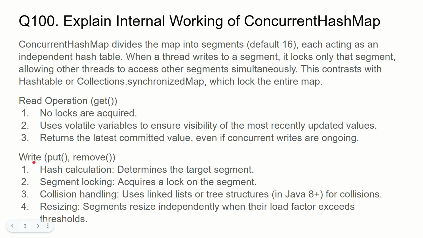For write, we are using put method or remove method. First thing is hash calculation. It determines the target segment. Then segment locking. It acquires a lock on that specific segment. Collision handling. It is similar to HashMap. It uses linked list or tree structures from Java 8 plus for collisions. Resizing. So whenever the load factor exceeds the threshold, segments are resized independently.